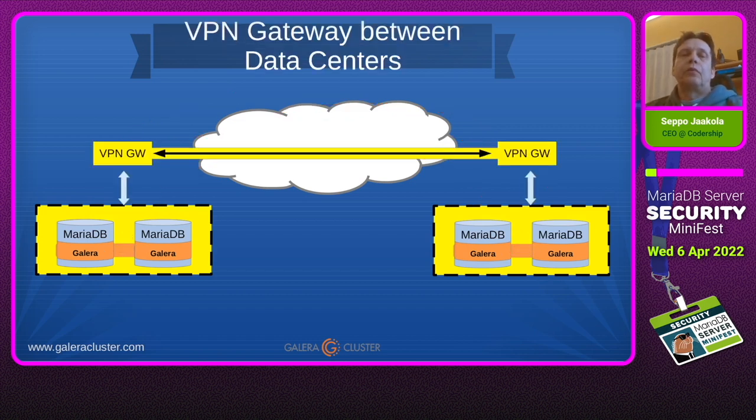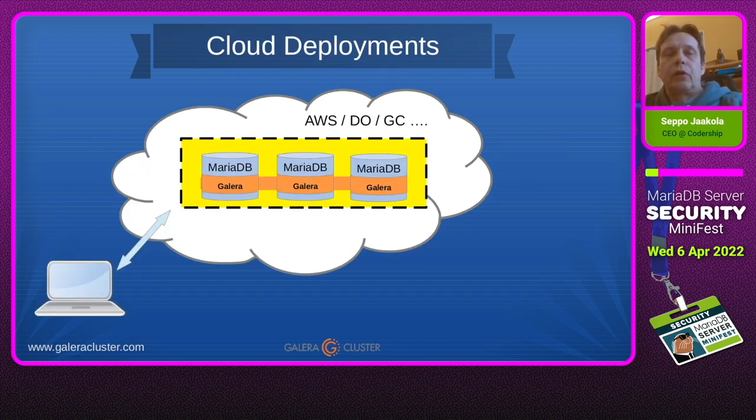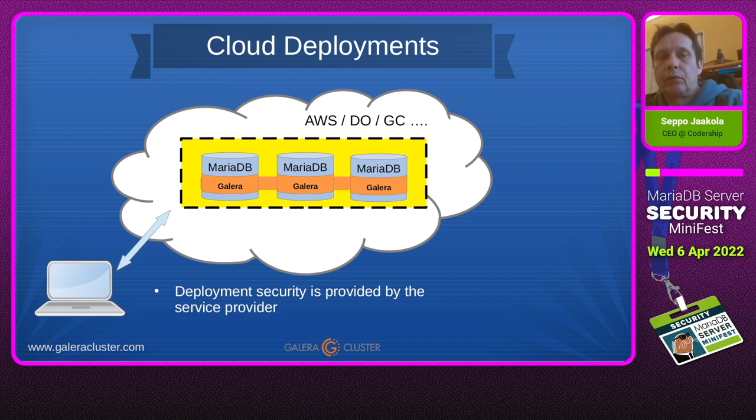And finally, there's always the possibility, of course, to use VPN gateways. If you have VPN gateways between your data centers, you can, of course, also use plain text replication inside of the VPN gateway. That is something that happens quite a lot, this kind of topology. And finally, the cloud deployments. There are many variants, of course, with those different cloud providers. The bottom line here is that I won't dive more into these topologies, but the safety of the deployment is based on the security features provided by the cloud provider, and you should take care of that yourself.